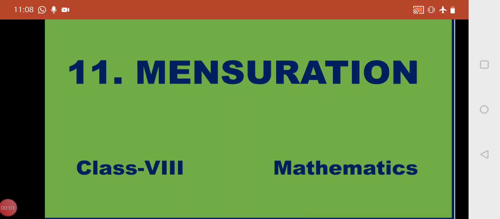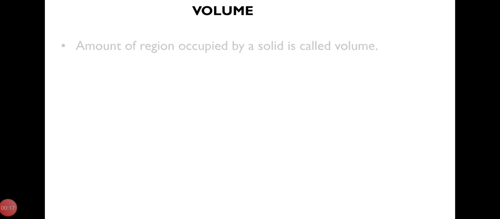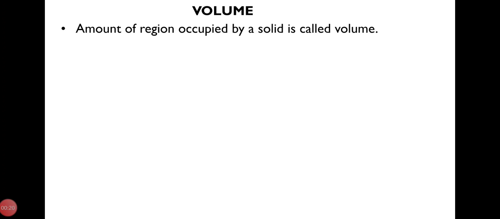Good morning. Today, let's start with the last topic of chapter 11, that is mensuration. And the last topic of the chapter is volume. Now, let's see what is volume. The amount of region occupied by a solid is called volume. It means whatever solid is given, whatever amount is present in it, is occupied, is called volume.